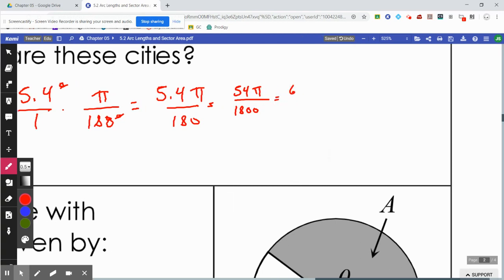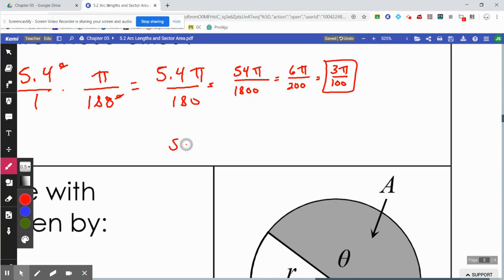Maybe to start with, that'd be 6 pi over 200. Then we can, now what I'll divide by there? Yeah. And then we could reduce again by maybe 2, and that gives me 3 pi over 100. So there's my radian measure.